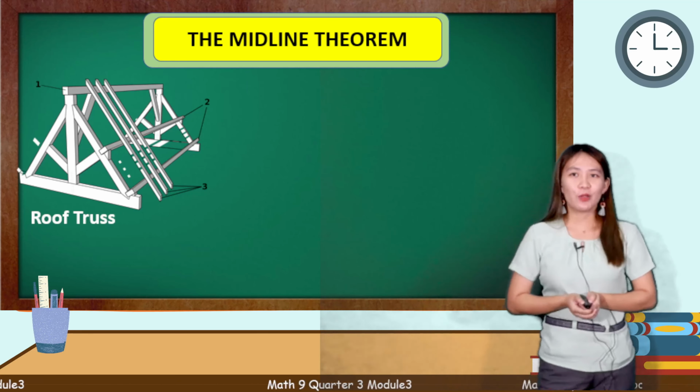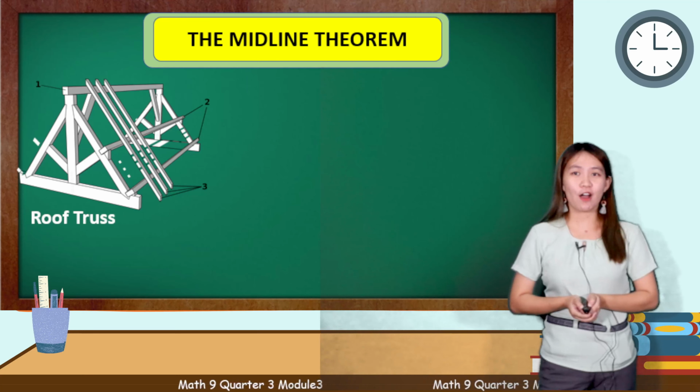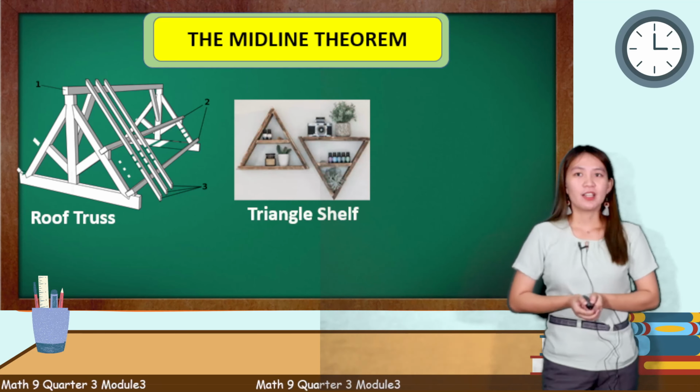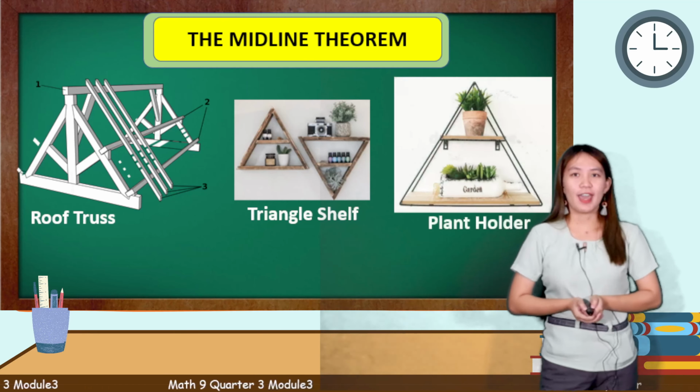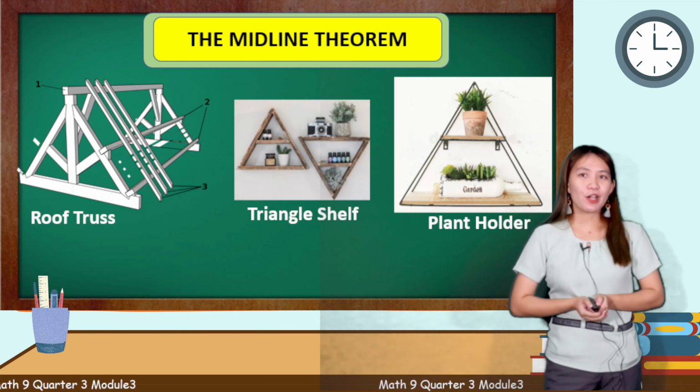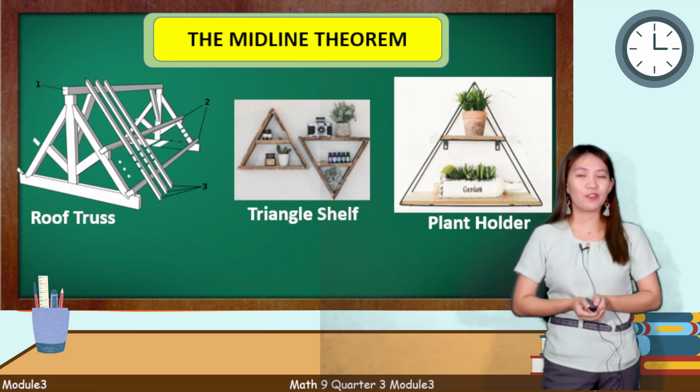Aside from that, looking around you, there are a lot of objects that could represent the midline theorem. For example, triangular shelf and plant holders. So as you can see, they are similar to the figures we have just solved earlier.